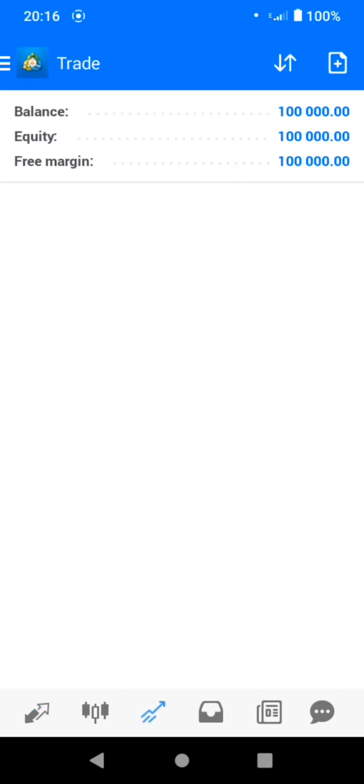Then this third area is where you tend to see your open trades, your balance and your equity. The balance is the total amount you have deposited in your account. The equity is your current balance if you have open trades. So if you are making profits, your equity is going to show it, and if you are making a loss, it's going to show that as well.